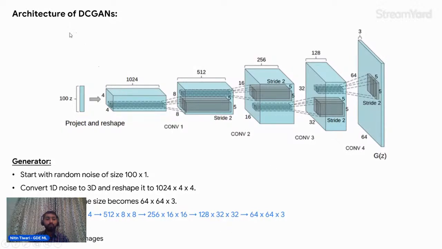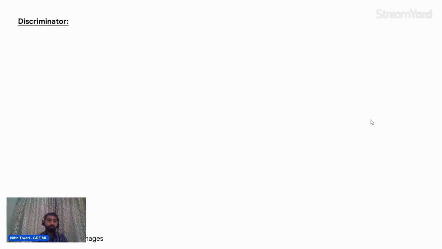Okay, so we have talked about the generator. Earlier when I was talking about GANs, there were two models: one generator and one discriminator. So this is just 50% of DCGAN. This is the generator, but there is a job of the discriminator as well.